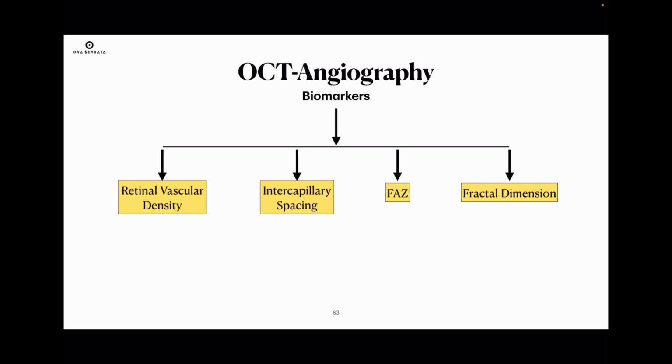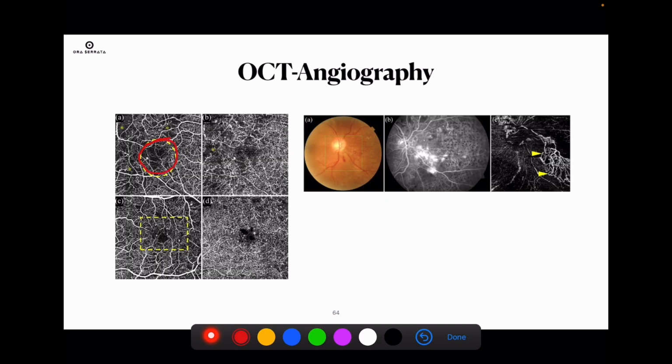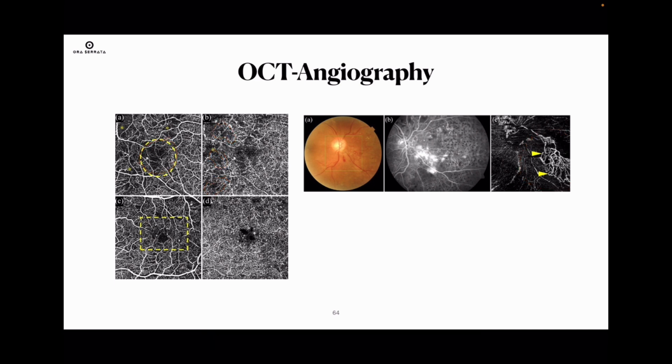Here we can see in the first image that there is an enlargement and distortion in the foveal avascular zone, and there is appearance of these intercapillary void areas. Another finding that we can see in OCTA is the presence of neovascularization elsewhere.